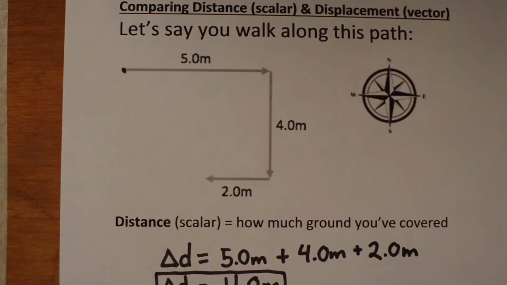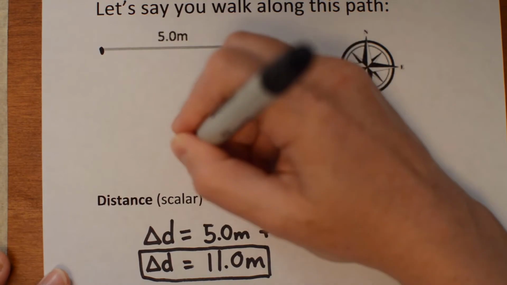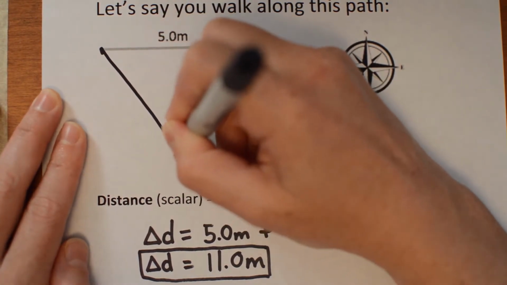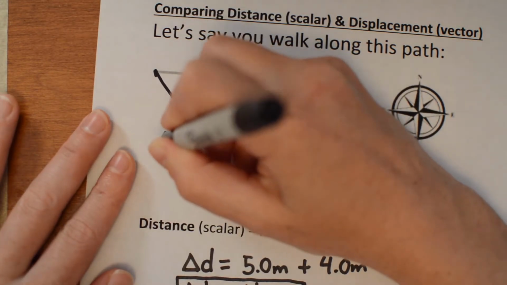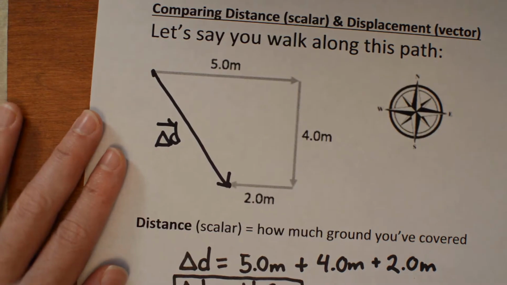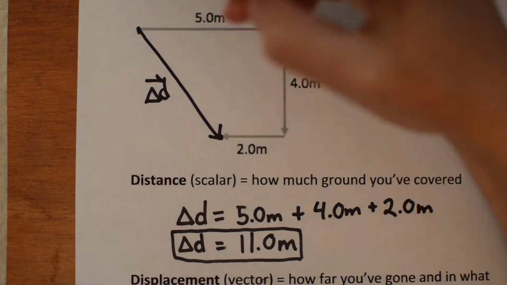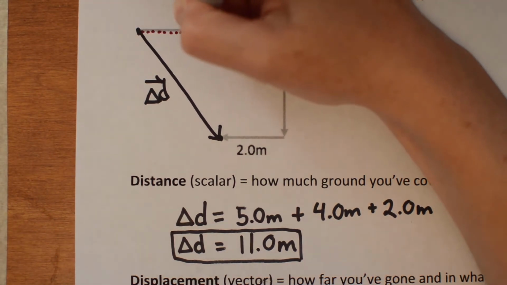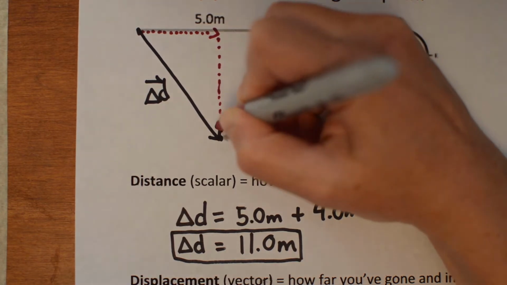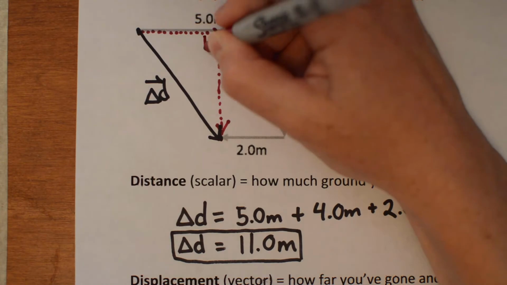Displacement is very different. Displacement is how far you've gone and in what direction from start to finish. So displacement is this right here. That's delta D with the vector arrow. Figuring that out takes a little bit more work. What we need to think about is how far I've come in this direction, how far I've come in this direction, and then I can put those two together using the Pythagorean theorem because it's a right angle triangle.